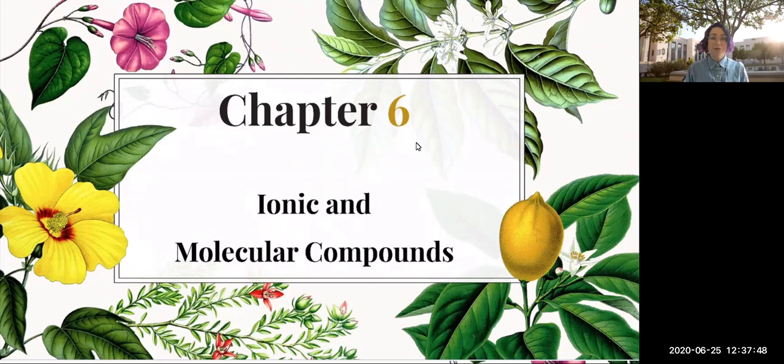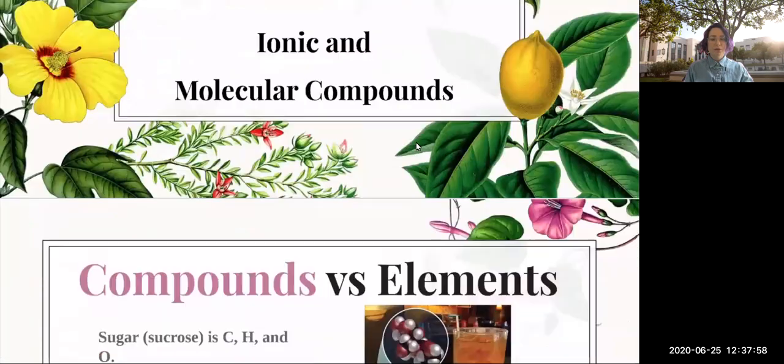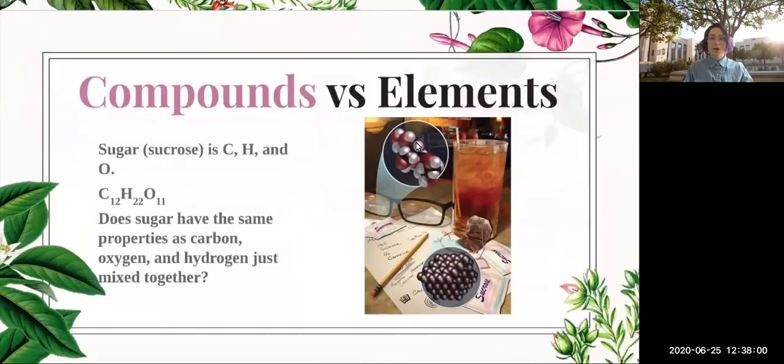This is a very, very, very important chapter for this course. So in chapter 6, we're going to study chemical compounds. First, it's helpful to think about whether we're talking about a compound or an element. For example, sugar, whose chemical name is sucrose, is carbon, hydrogen, and oxygen.